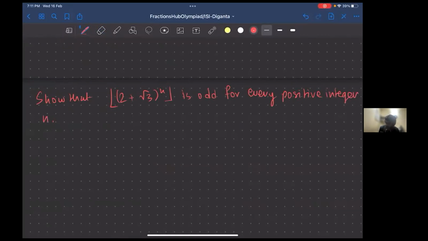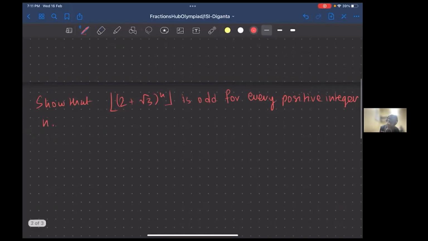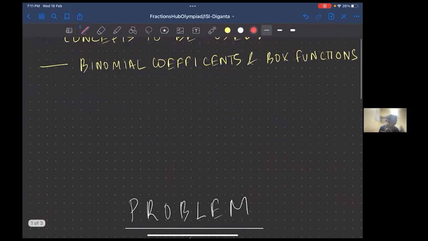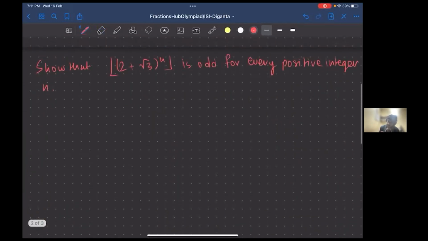Now, the interesting thing in this problem is that this is pretty easy if you see two simple observations. And remember, we'll be going to use these two things. So let's proceed. Observations.